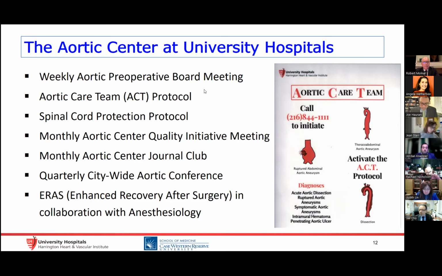We have also established a monthly aortic journal club, as well as aortic center quality initiative meetings to address any institution-related or process-related issues that may be attributable to the adverse outcomes, which may need to be corrected or addressed to improve the outcomes. We also have a quarterly citywide aortic conference where both vascular and cardiac surgeons come together to discuss complex cases as well as discussing articles.